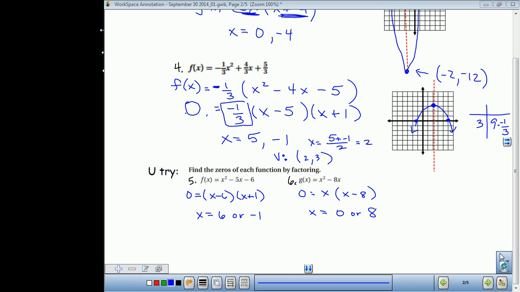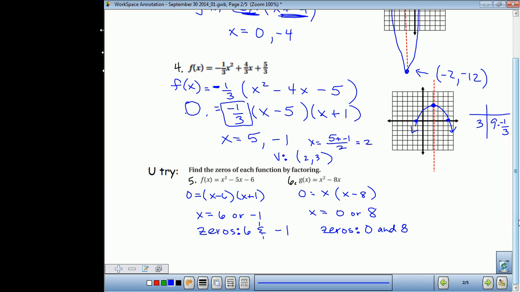Okay, let's take a look. Did you get x equals 6 or negative 1? Why is it 4? If you put a point at each of them, why do you put 4? There will be a point at either one of them. Using either 6 or negative 1 makes this have a product of 0. So the zeros of the function are 6 and negative 1. The zeros of this function are 0 and 8.